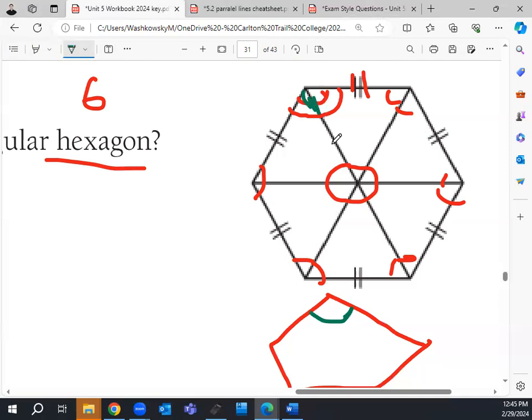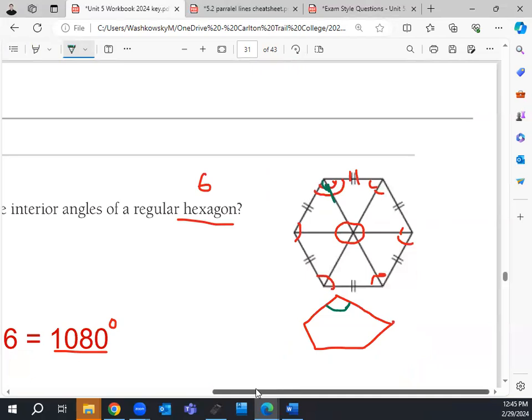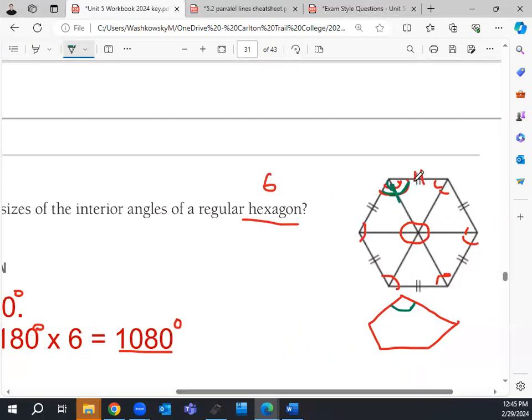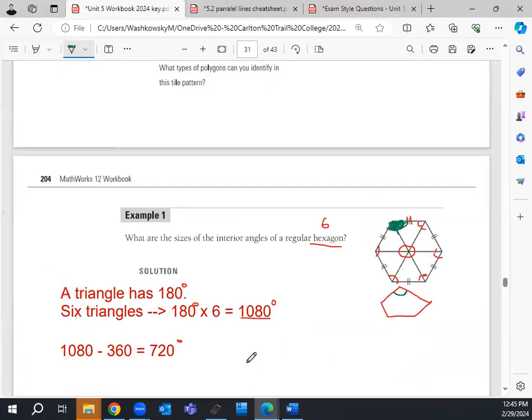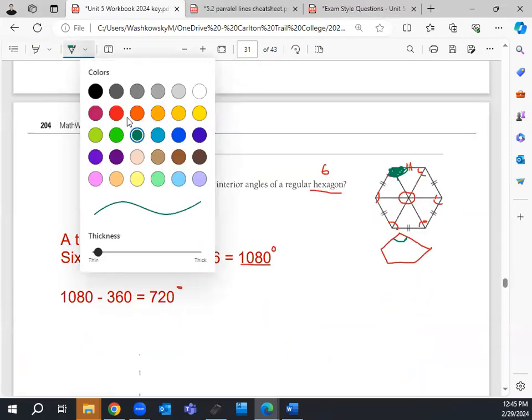But that doesn't matter. Usually you're going to be given blank shapes. You have to draw the triangles yourself. So the interior angles are of the actual polygon, not the triangle. It's that green part there. So that's what we're trying to find.